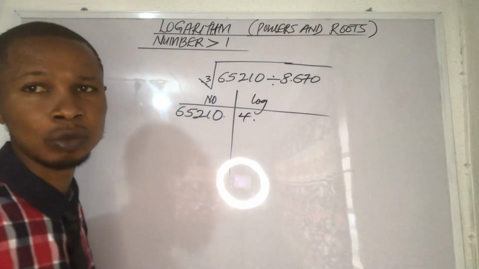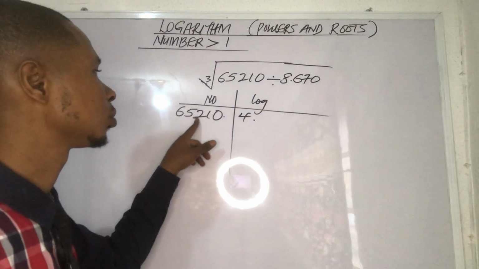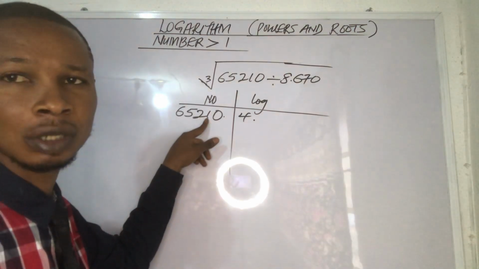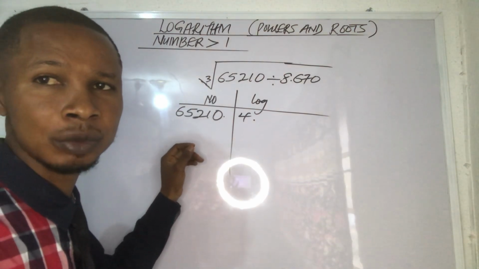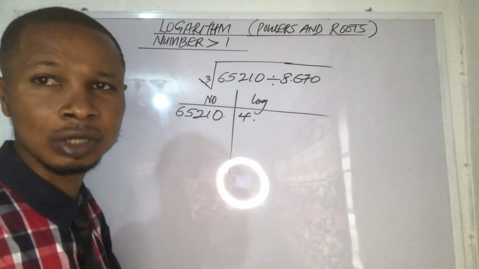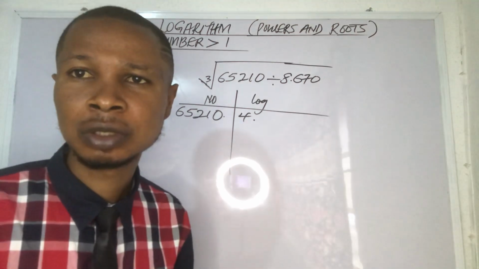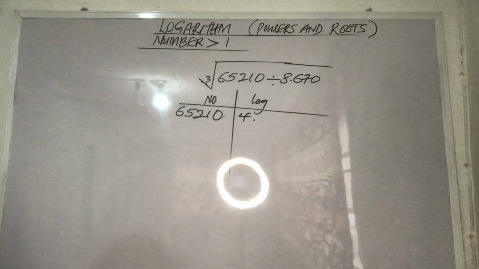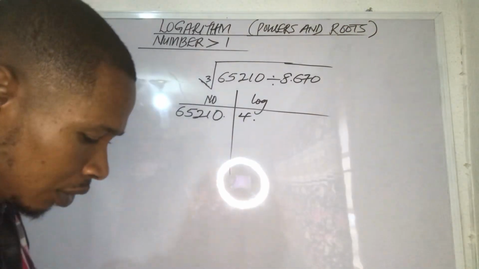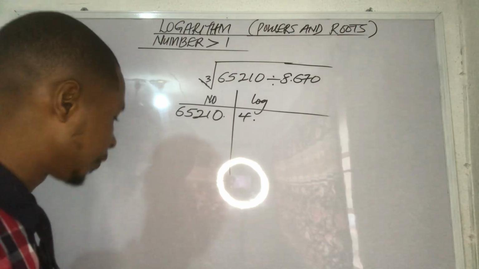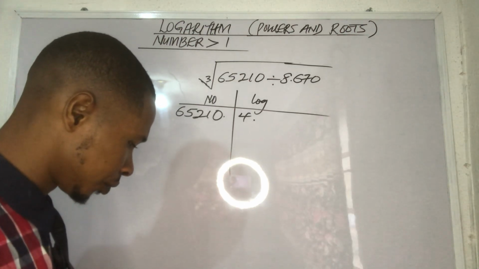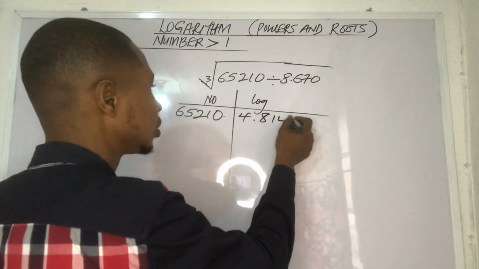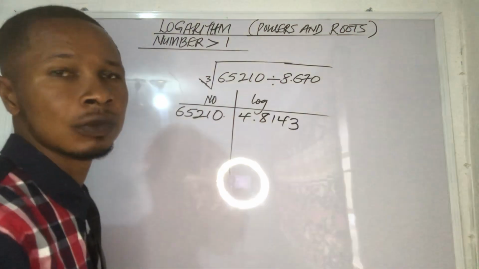Then using your four-figure table, you will check 65 under 2, add difference 1. I've shown them how to use a four-figure table. So if you are new to this channel or to this topic, you can watch my previous videos on how to use four-figure table. If you look up your four-figure table correctly, you're supposed to have 65 under 2, difference 1. So you're supposed to have 8143.